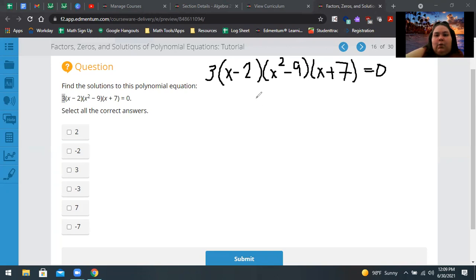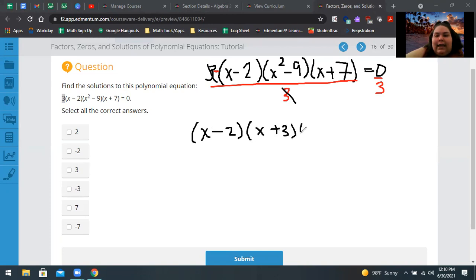But all of this is being multiplied. So if I want to get rid of this 3 that's being multiplied, I do the opposite of it. I divide both sides by 3. And here, this will cancel. I'm left with x minus 2. And I'm going to factor x squared minus 9 for you. x squared minus 9 is the same thing as x plus 3 times x minus 3, or vice versa. Then you have x plus 7. And here, 0 divided by 3 is still 0.